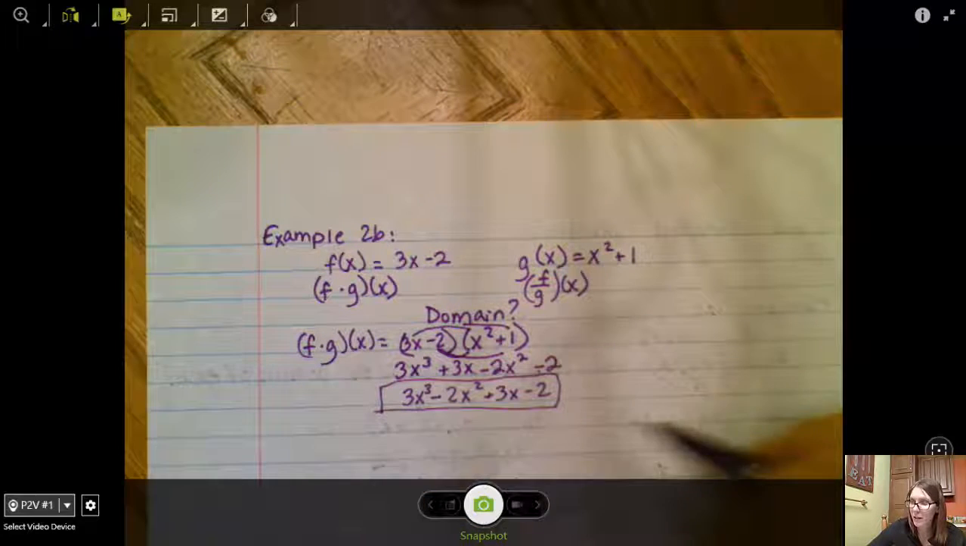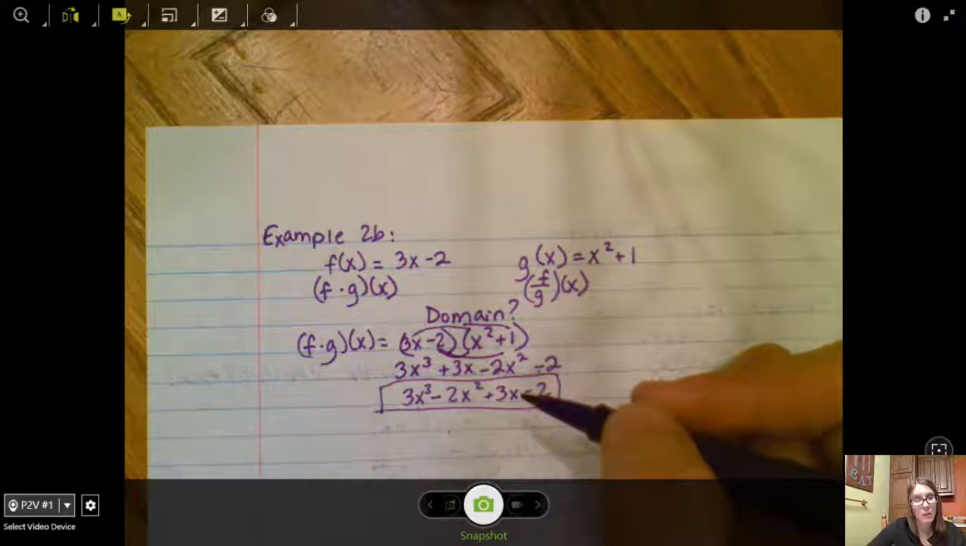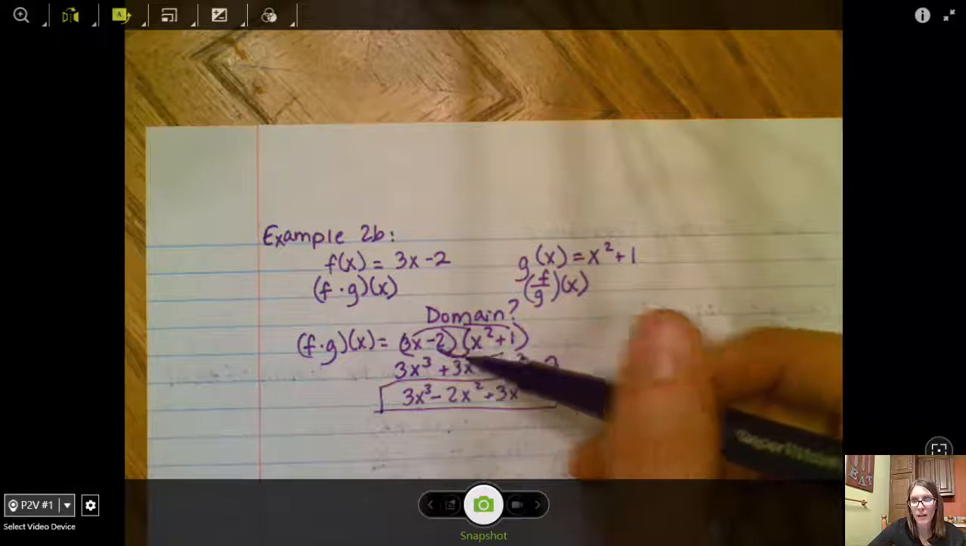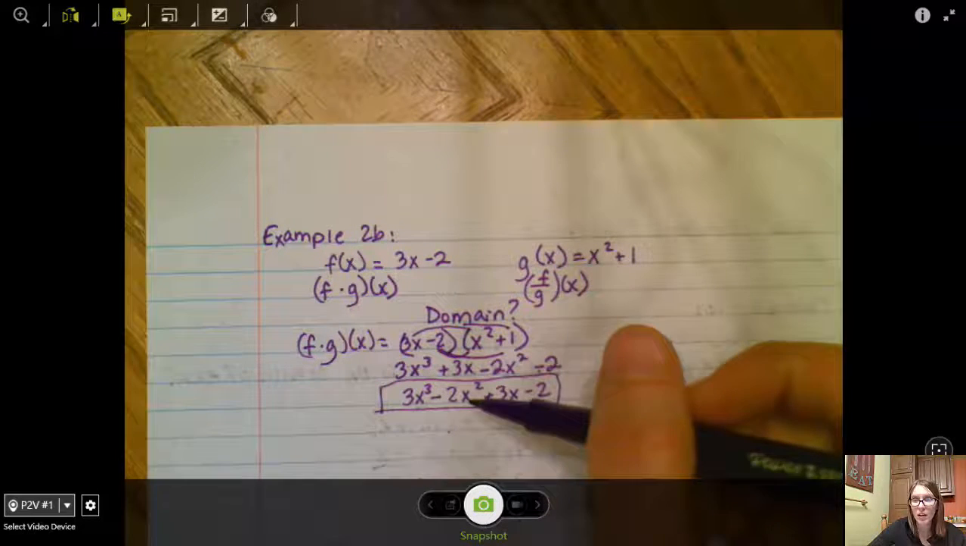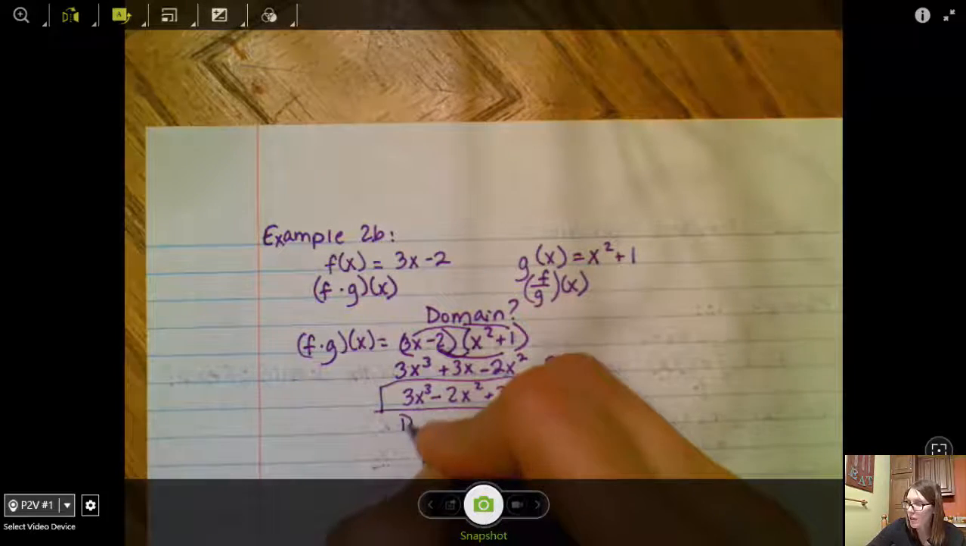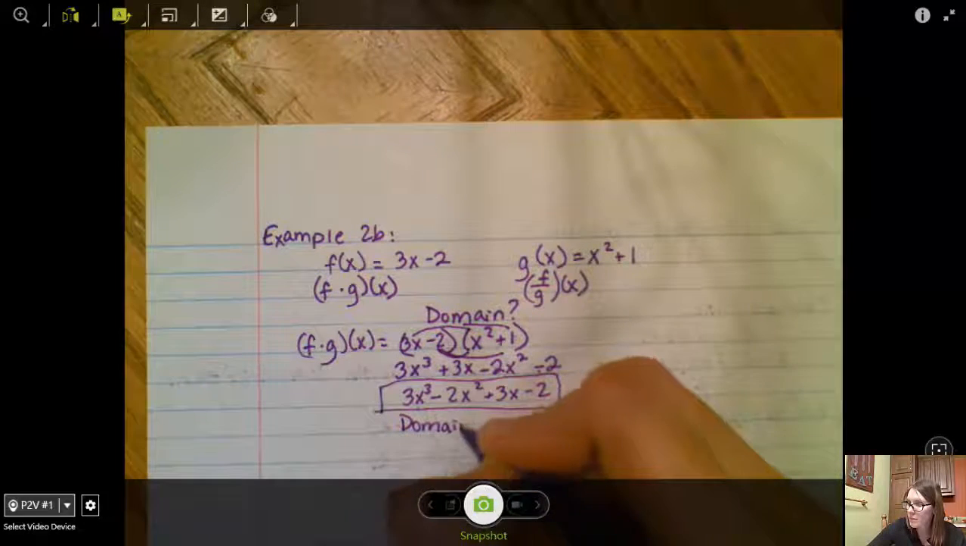As far as our domain for this one, is there a number that we couldn't plug in for x? I can take any number and cube it, any number squared, any number times 3, that's okay. My domain is all real numbers.